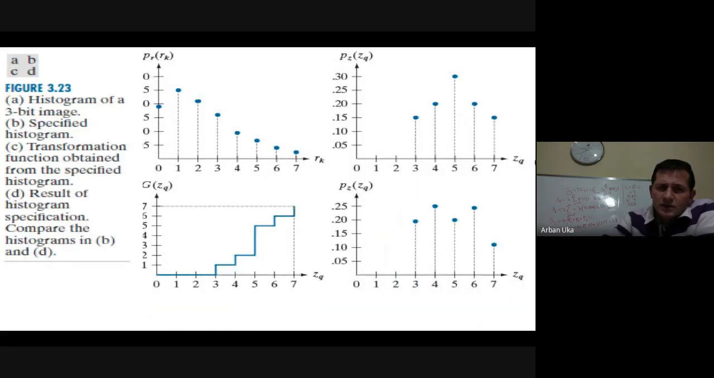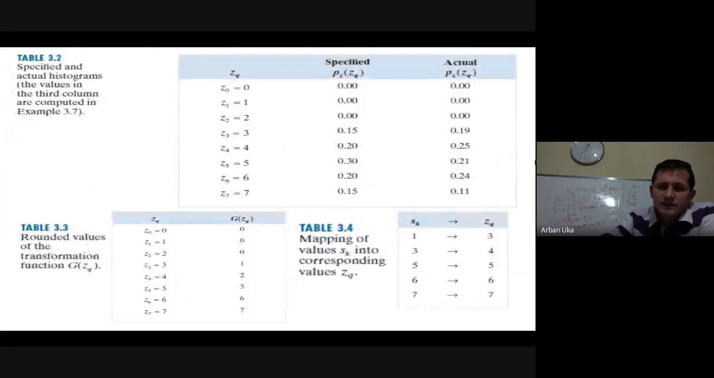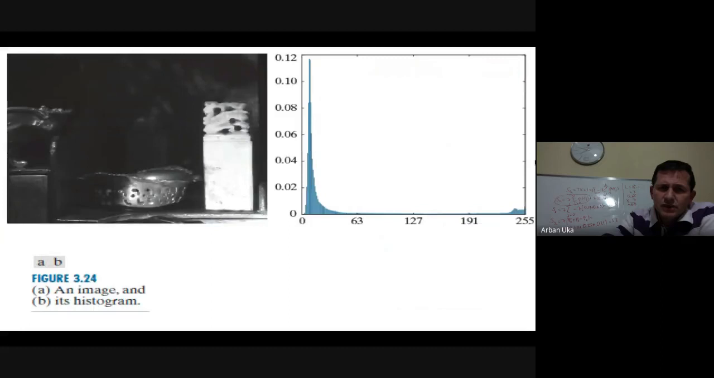Here we have another example which can be solved using a similar relationship as shown here. We just try to map original pixel values into new values.